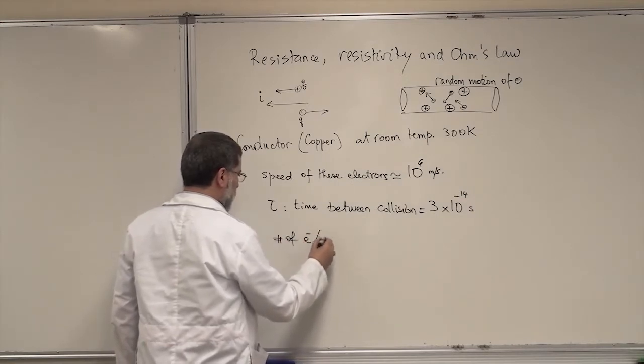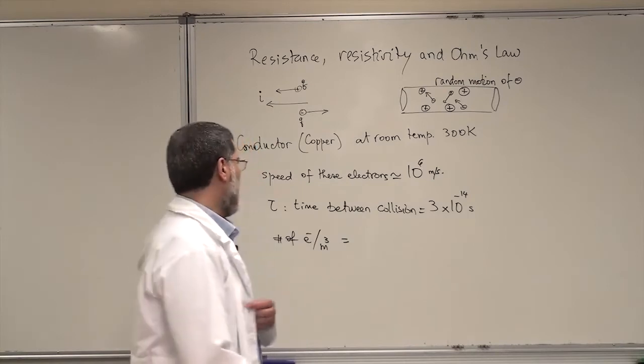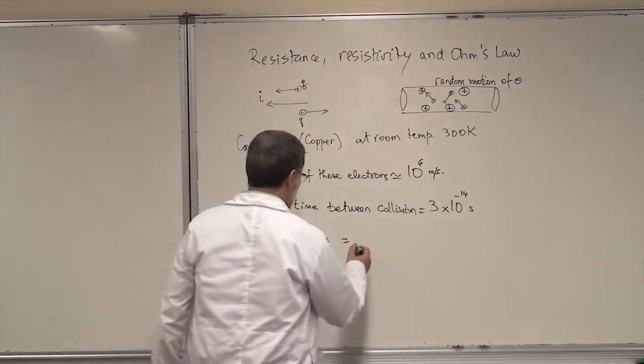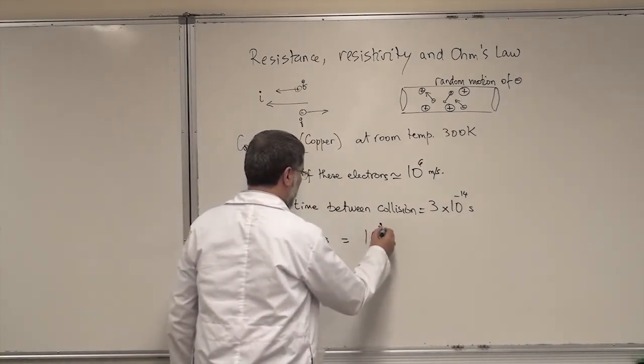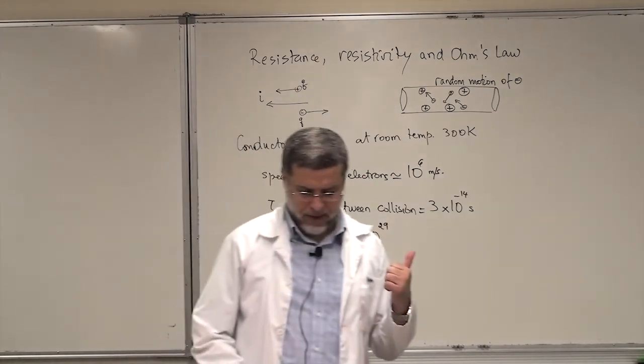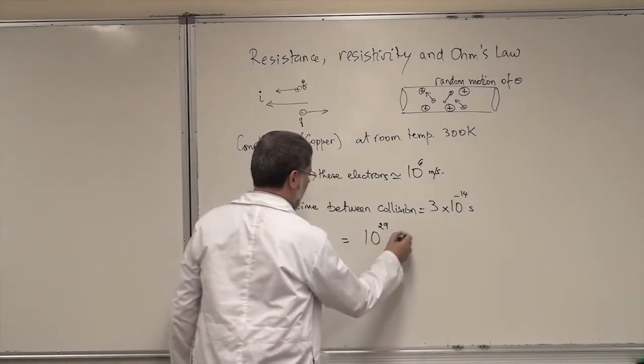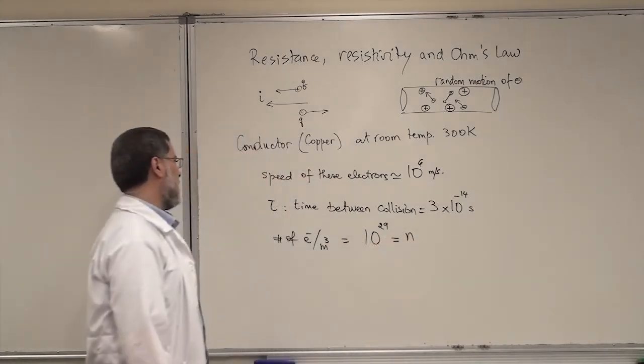The number of electrons per meter cube has been calculated, okay? You can calculate the number of electrons per meter cube. It's about 10 to the power 29. That's the number of electrons per meter cube. This is for copper, okay? So this is the number of electrons per meter cube. We call it N. We give it the letter N, okay?